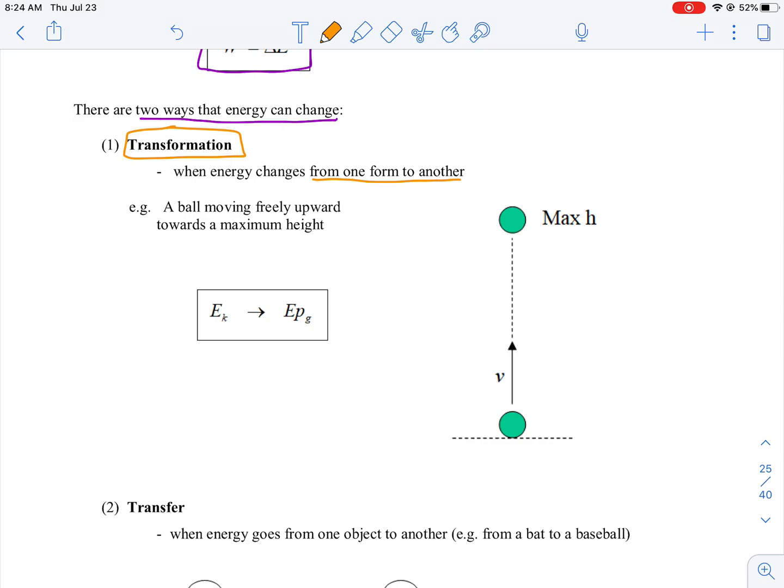So for example, if you have this object here kind of flying freely upward to a maximum height, at the beginning you'll see that it has speed, and that would be kinetic energy. And you can see that in the end, it slows down until it has no more kinetic energy, but then it has just potential energy. And we say the kinetic energy converts to potential energy. That's called a transformation, from one kind of energy to another. This one is due to the work done by the force of gravity.